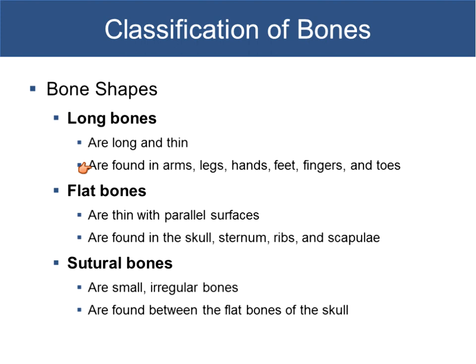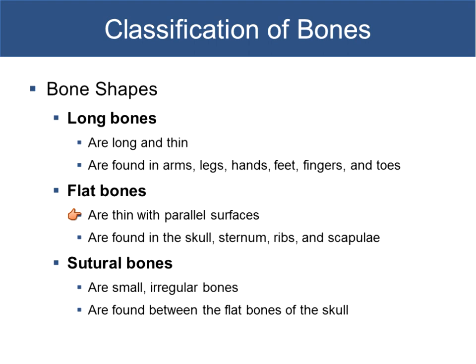Even though the fingers and the toes are shorter long bones, they still have the same sort of configuration. Flat bones are thin and have parallel surfaces like we'd find for the bones that make up the skull. Your sternum is considered a flat bone as well. There's a parallel surface of compact bone in the front and a parallel surface of compact bone in the back. Your scapula and your ribs, like your shoulder blades back there, those are all considered to be flat bones as well. Sutural bones, remember we only find those between the flat bones of the skull.